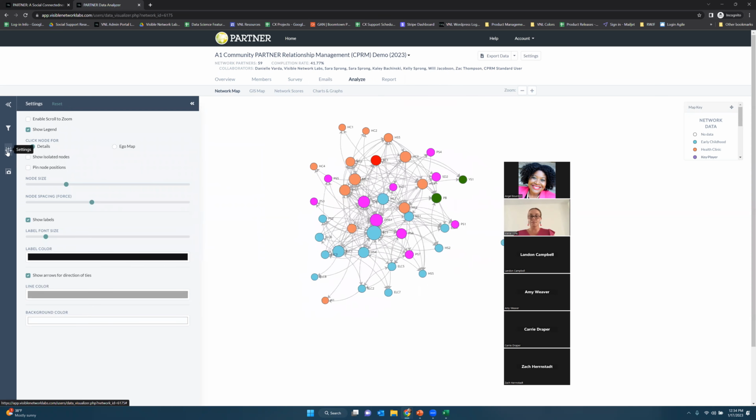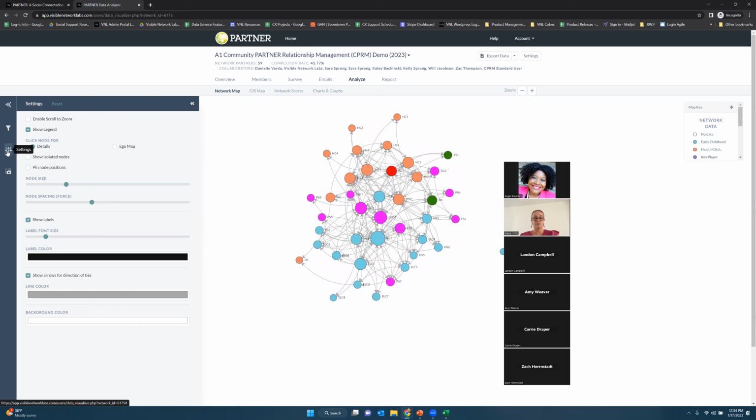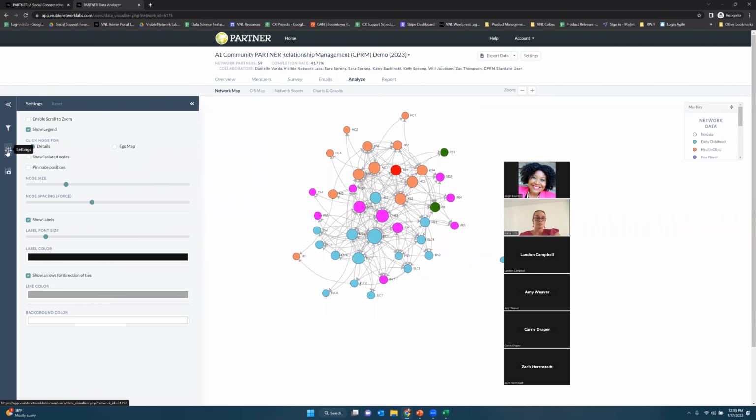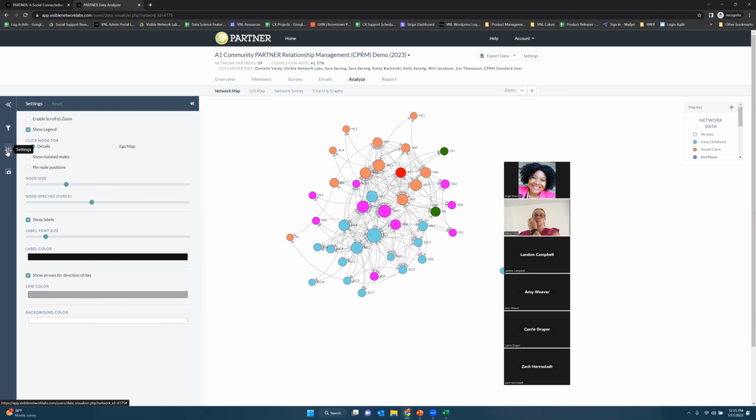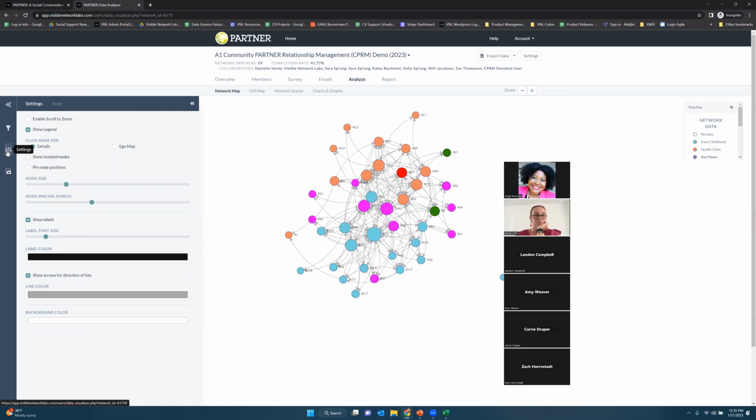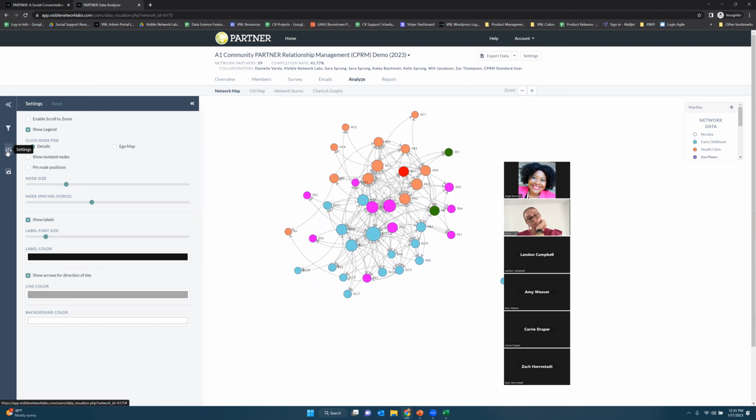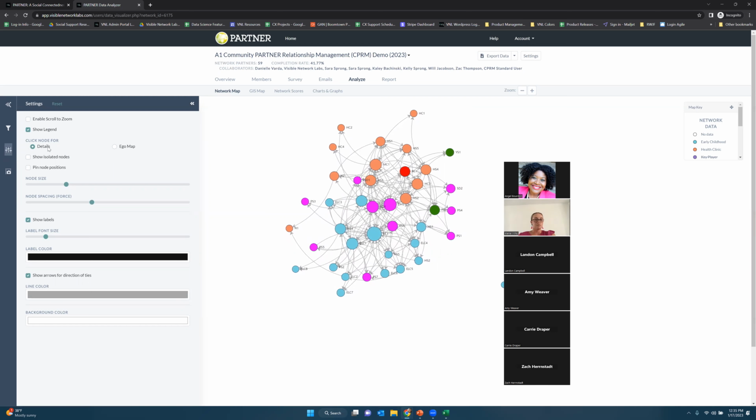But one thing here too is those settings that you can set for your map. So these are things like your label sizes, your label colors, line colors, a background color. You're also able to filter out if you want to show isolated nodes or not. I know for some of the growing local side, it might be a larger network. So if you wanted to filter out those who are not connected to anybody, it will automatically get rid of those. You can also show either details or an ego map for each of the nodes listed.